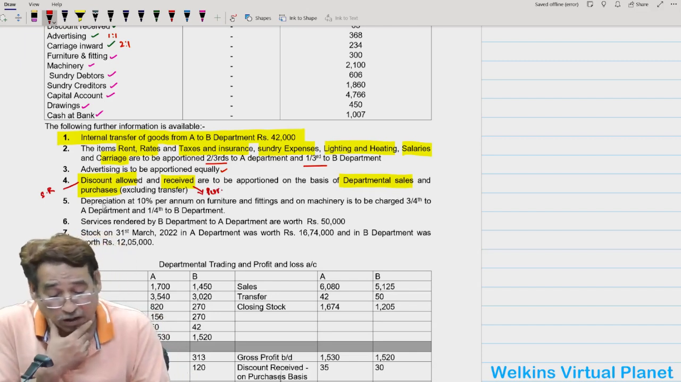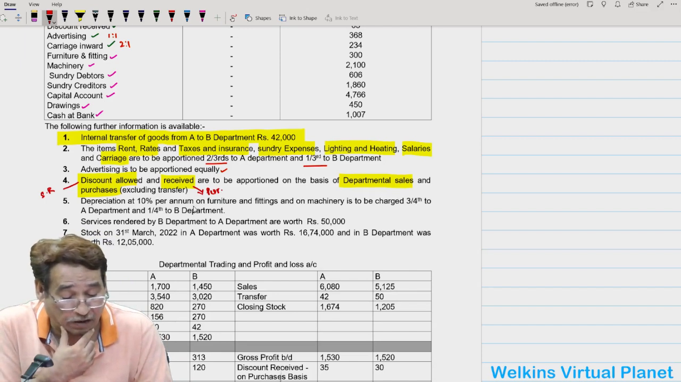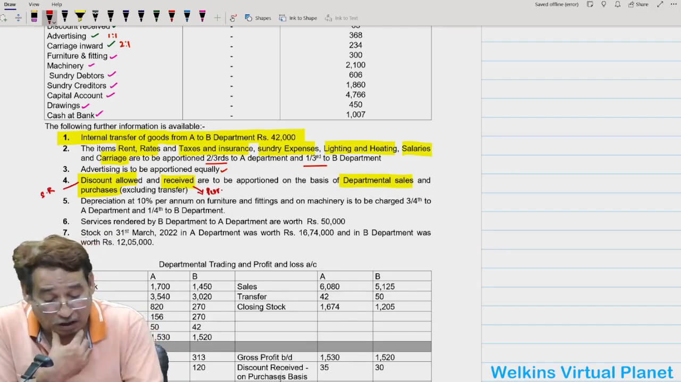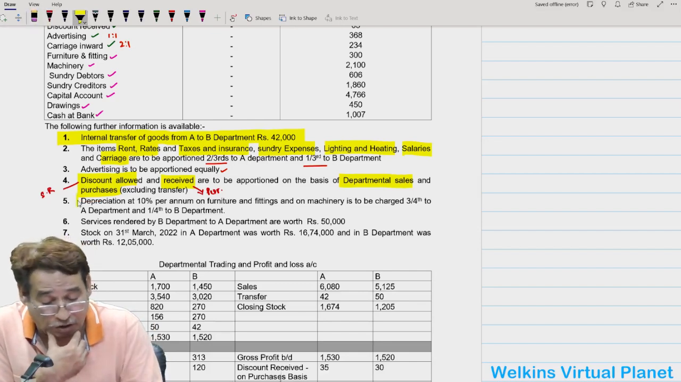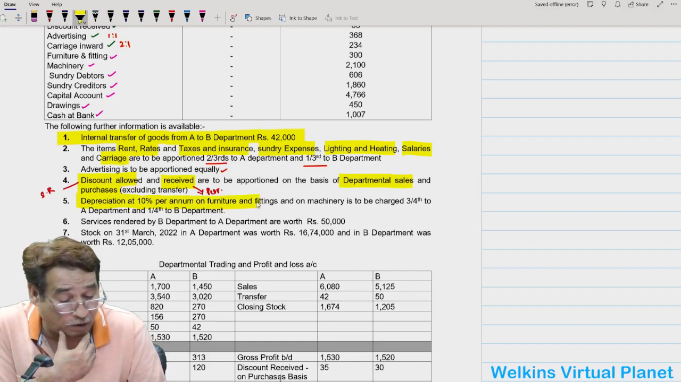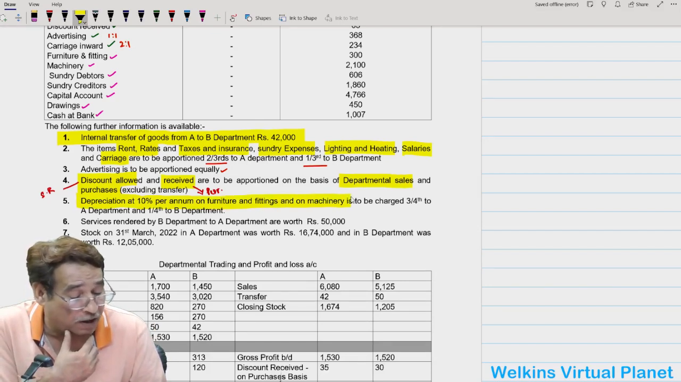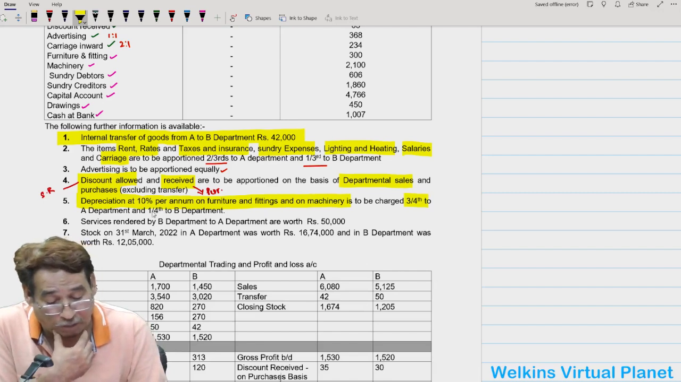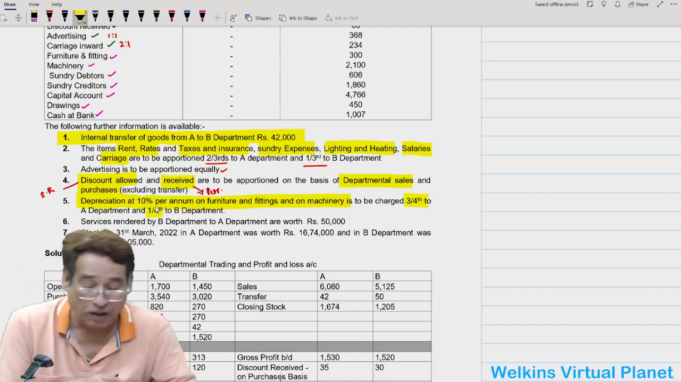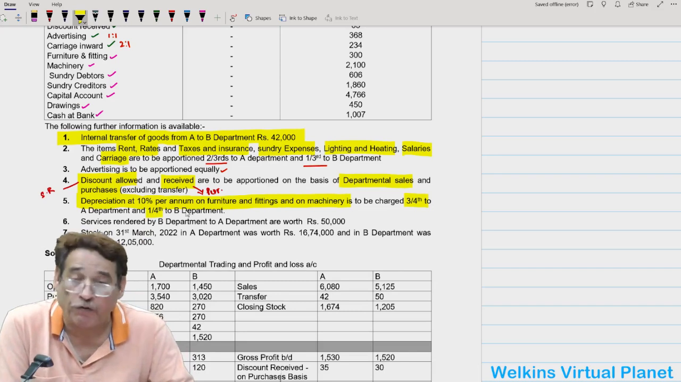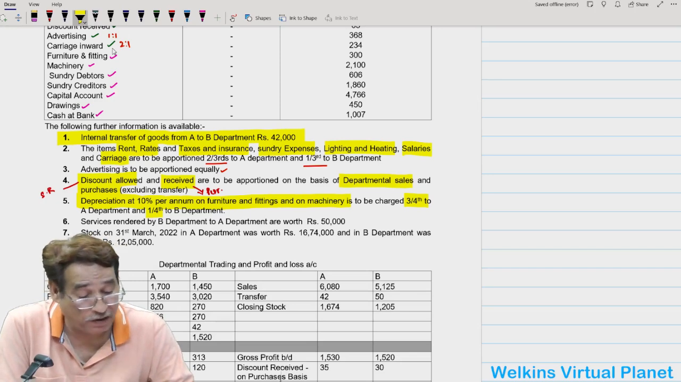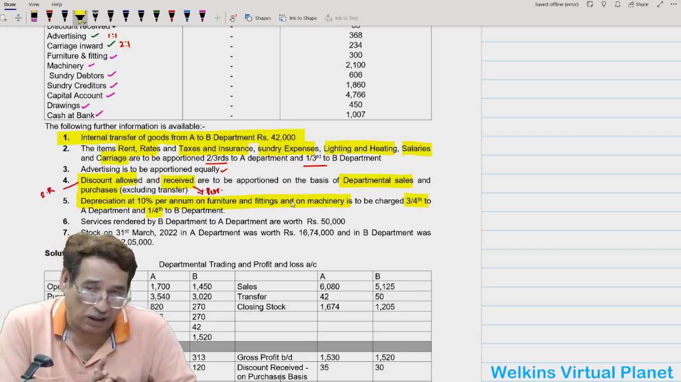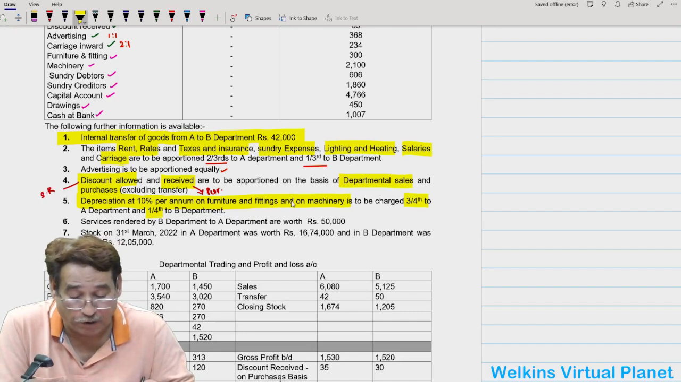Now, further, you have been given in this question depreciation at 10% per annum on furniture and fittings and on machinery, to be charged 3/4 to Department A and 1/4 to Department B. So this time some information is related with depreciation also. We will compute the 10% depreciation on furniture and fittings, then also on machinery. Then total depreciation will be divided between Department A and B in the ratio of 3:1.